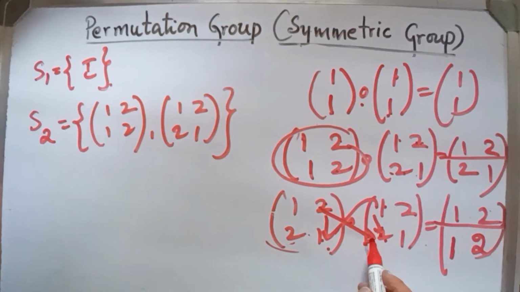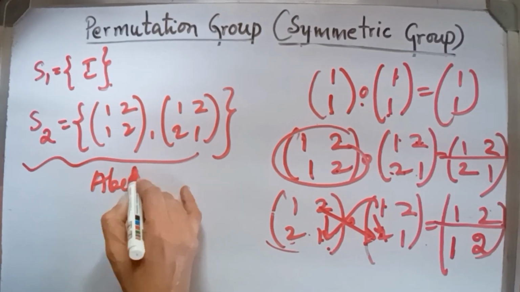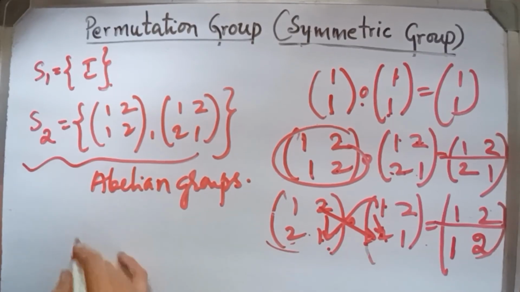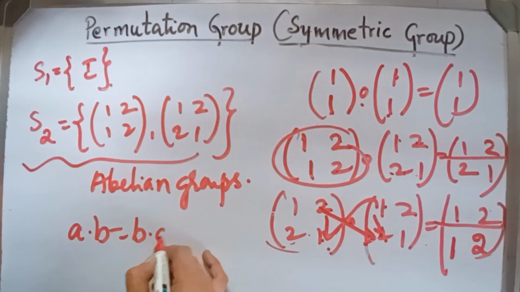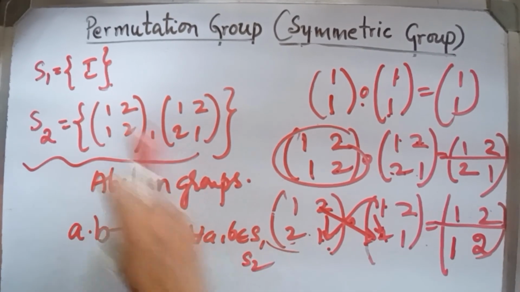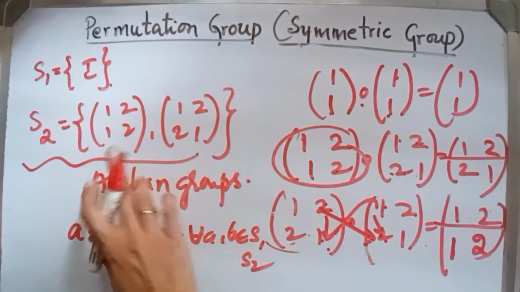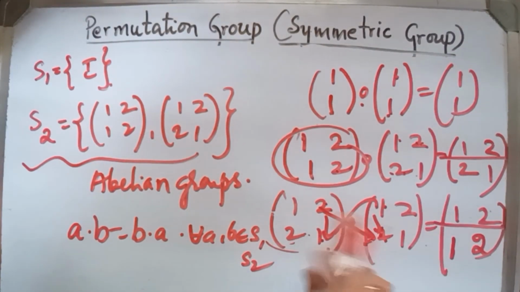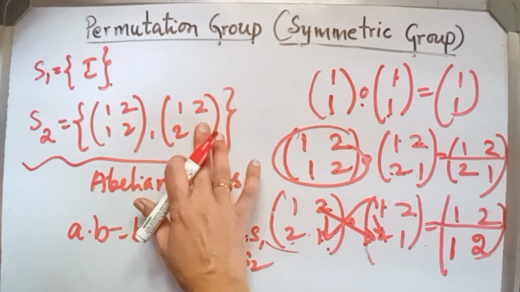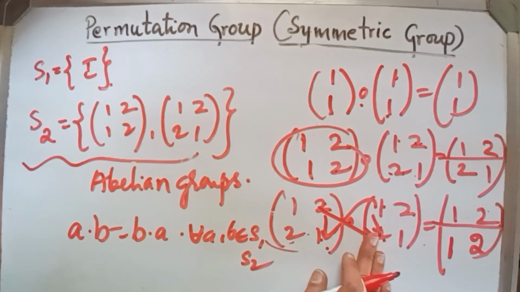You can see here S1, S2, these are abelian groups. They satisfy the commutative property as well: A into B equal to B into A for all A, B belonging to the given set S1, S2. Here there is only one element, so obviously it is abelian. S2 has two elements. You can check with that. Even if you interchange these two, you are going to get the same thing back, because there are just one identity and another element. So S1, S2 are abelian groups.